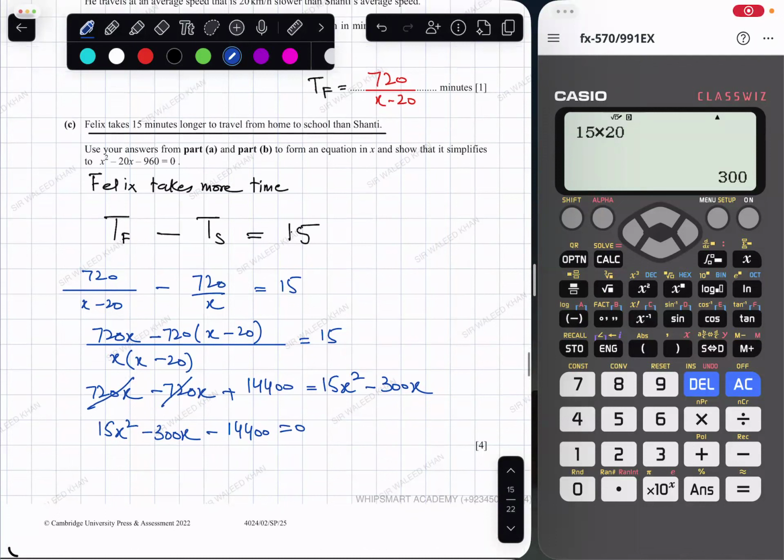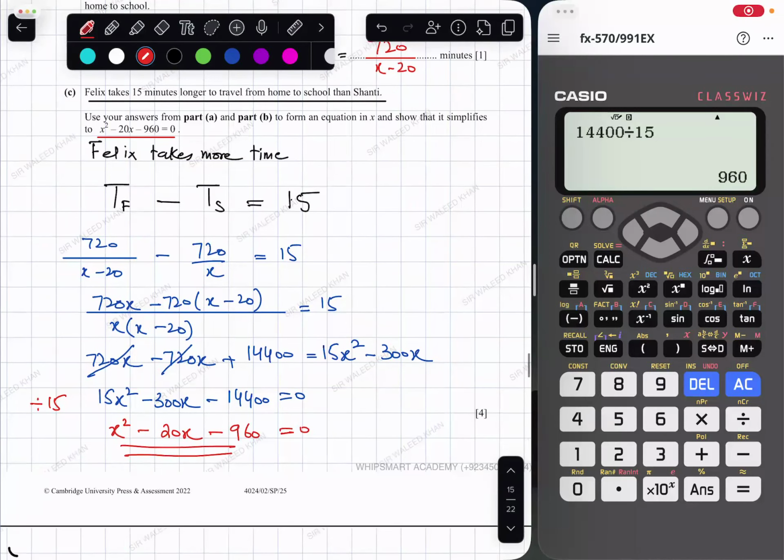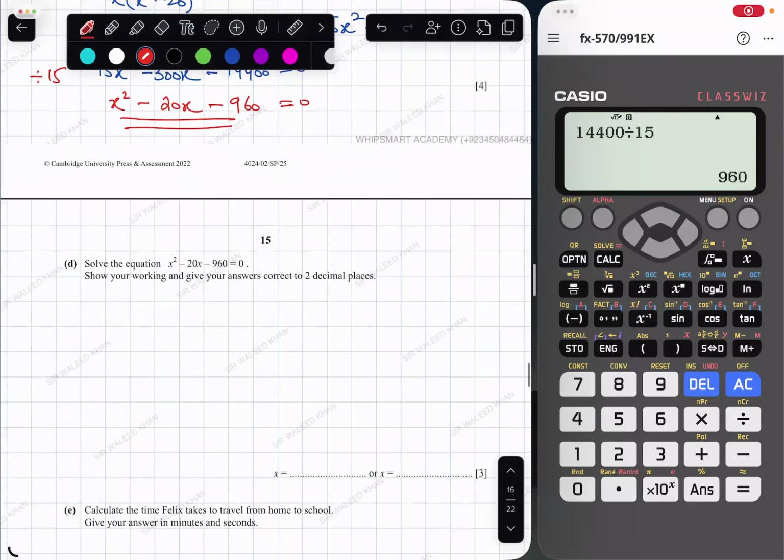Now, it's still not matching the given equation, so that means I have to divide it by something. Let's divide the whole equation by 15. So this is x squared minus 20x and 14,400 divided by 15 is 960. So over here you can see it matches the equation. That was all. It's a 4-mark question. Show proper steps. Okay. Solve the equation, this one.